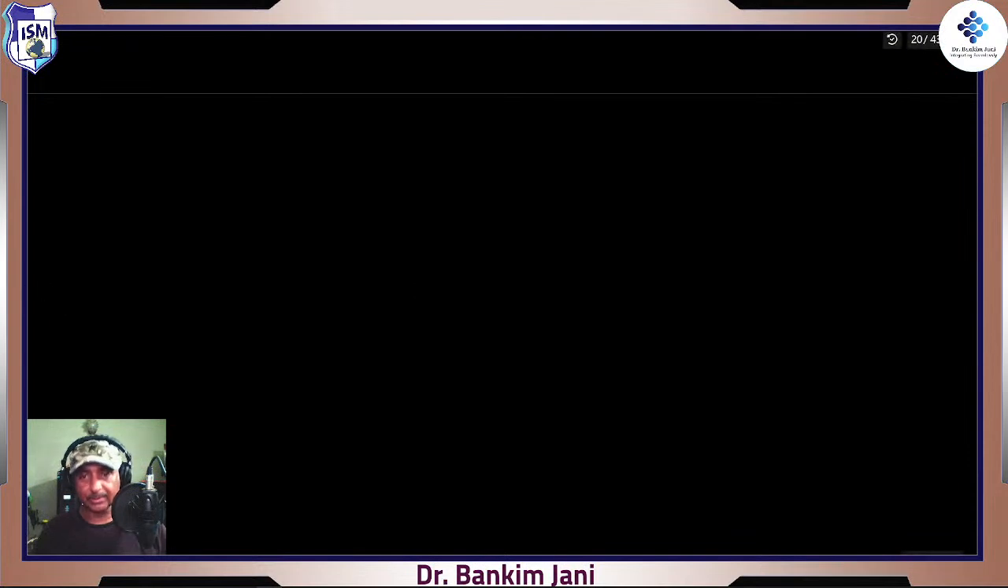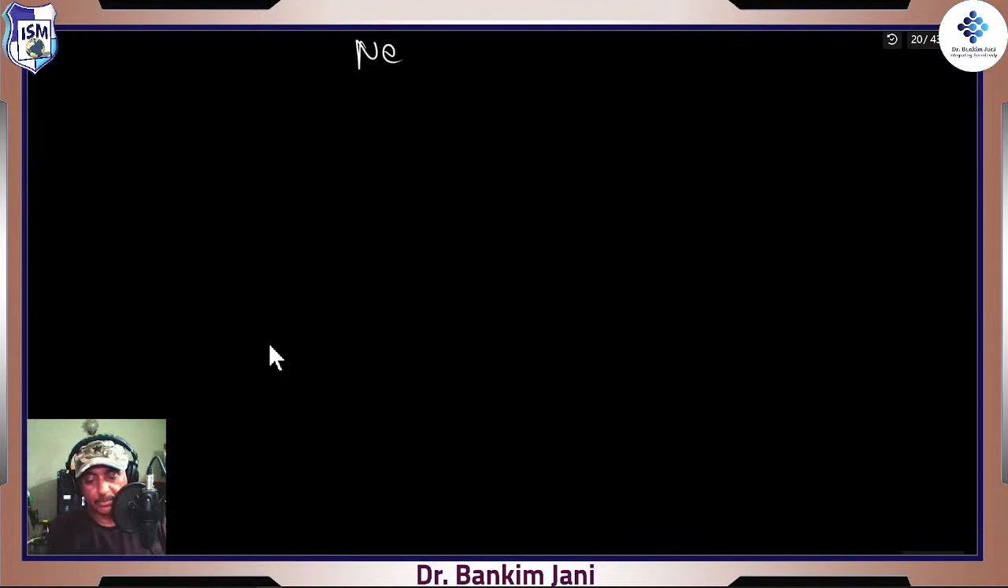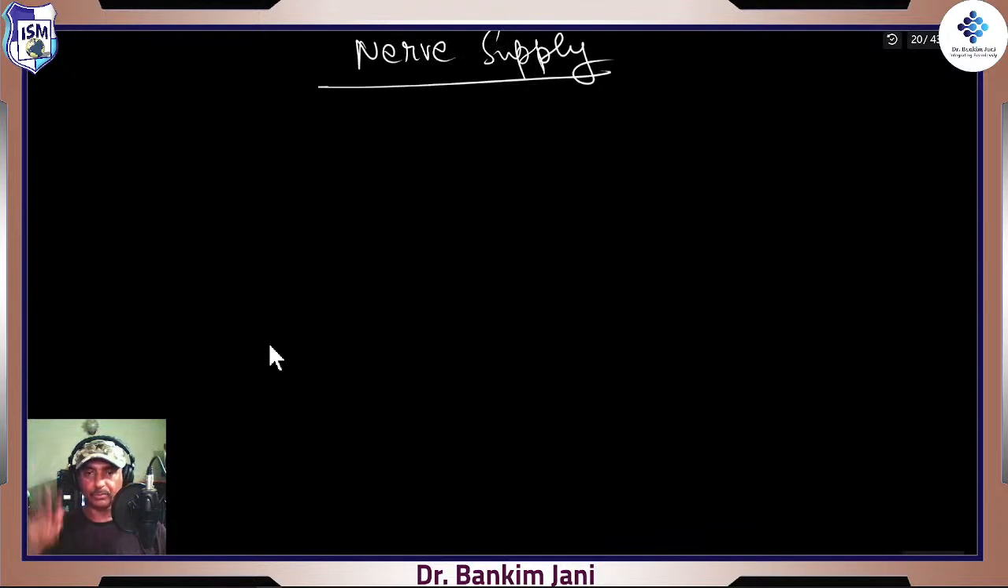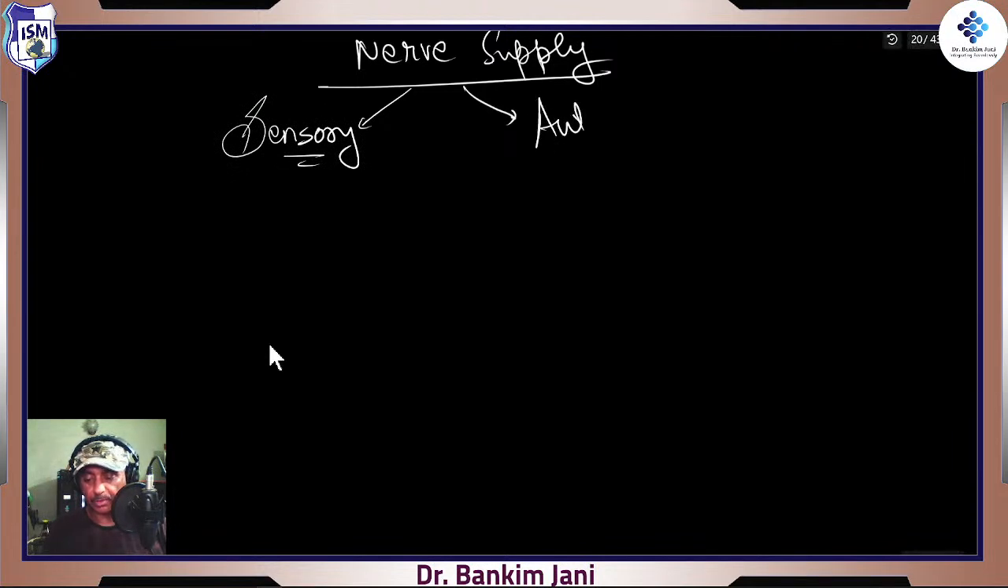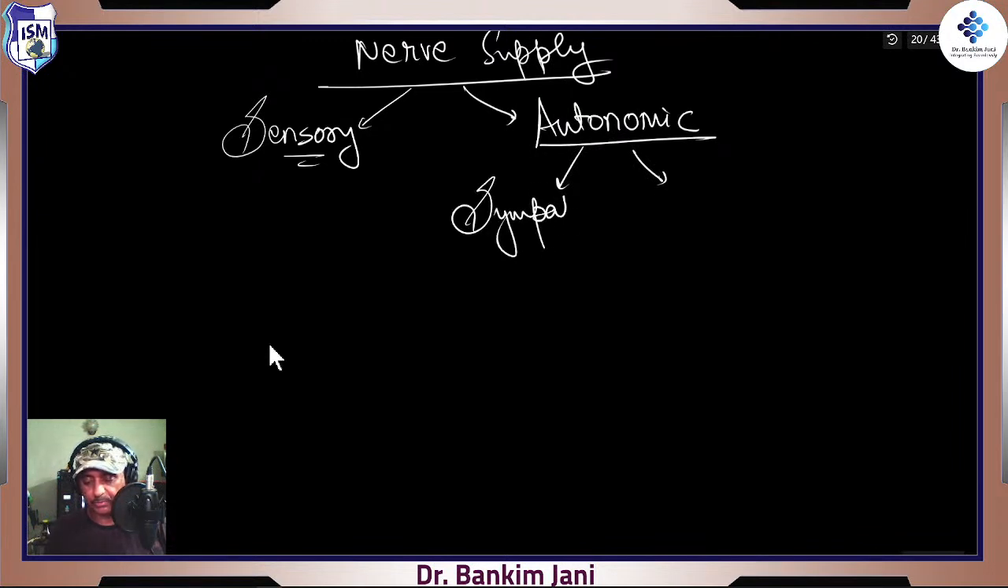Now, as you have seen, this is the nerve supply. As a medico, we know this part, that there is sensory and second is autonomic. Over here, autonomic comes into the picture. So this is sensory for the sensations, and this is autonomic. It is this autonomic which will be playing the vital role for the erection. Let's divide into two parts, the sympathetic. Now, sympathetic is what? S for S, that is for stress.